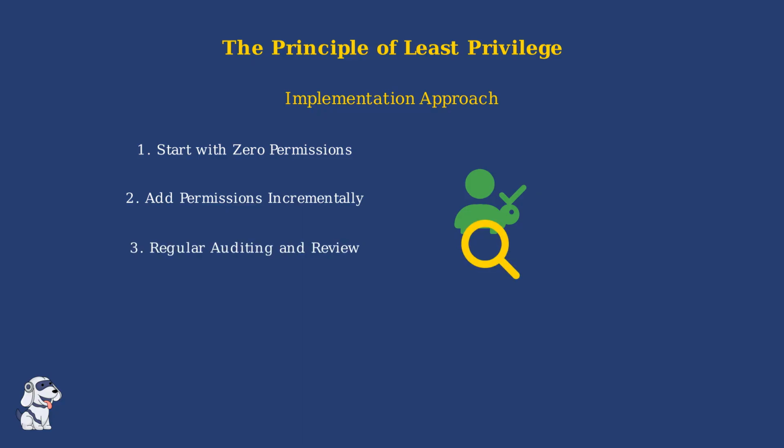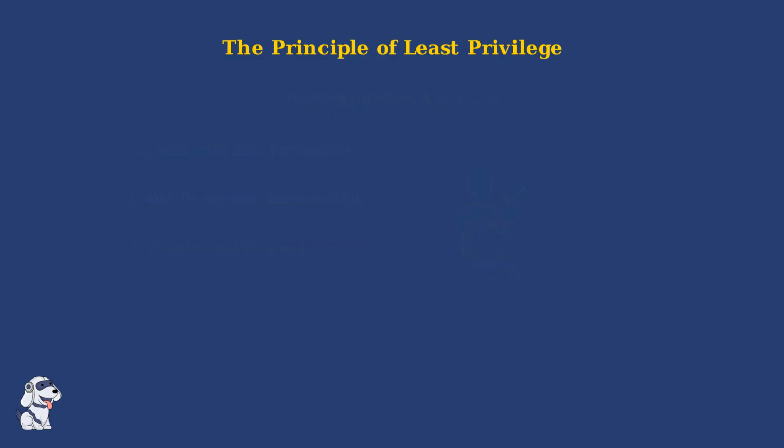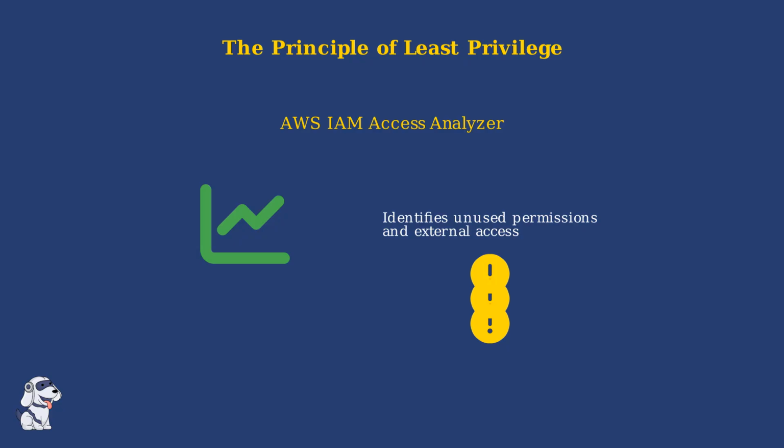We continuously review permissions to identify and remove any access rights that are no longer needed or have become excessive over time. AWS IAM Access Analyzer is a powerful tool that helps implement least privilege by analyzing resource policies and identifying unused permissions. It provides findings about external access and helps you understand which permissions are actually being used.